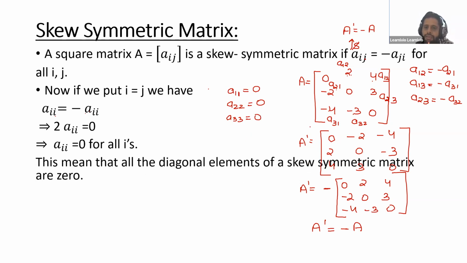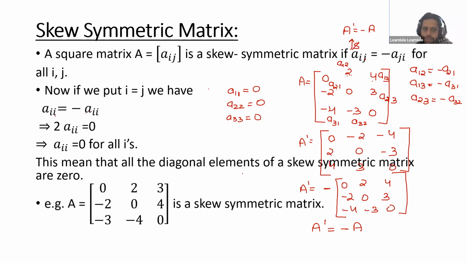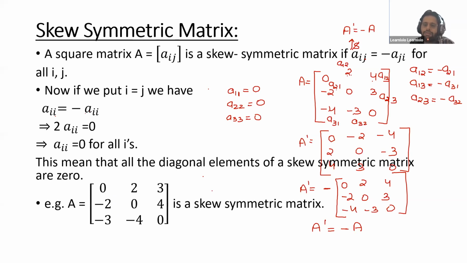Okay, so this means that all the diagonal elements of a skew symmetric matrix are 0. Okay, we can check this example. We have this 0, 0, 0. These have the opposite sign. So this is a skew symmetric matrix. This is clear to everyone. Symmetric and skew symmetric matrix.